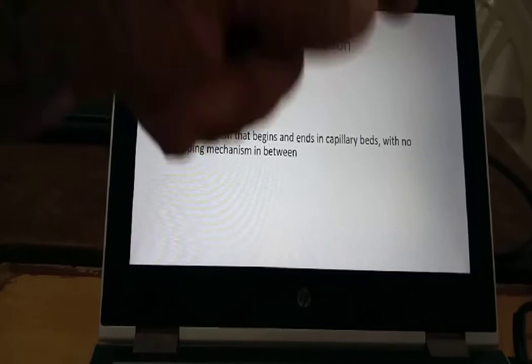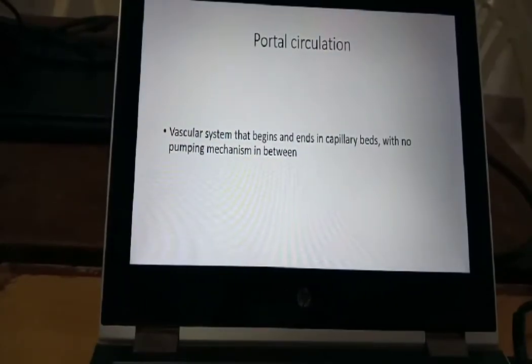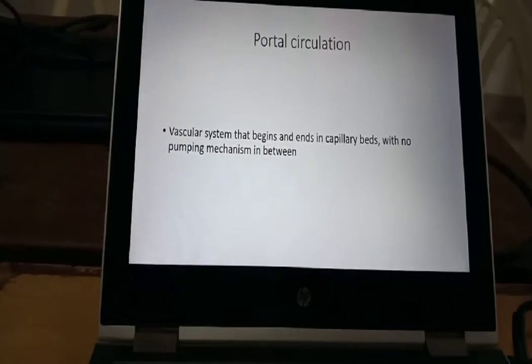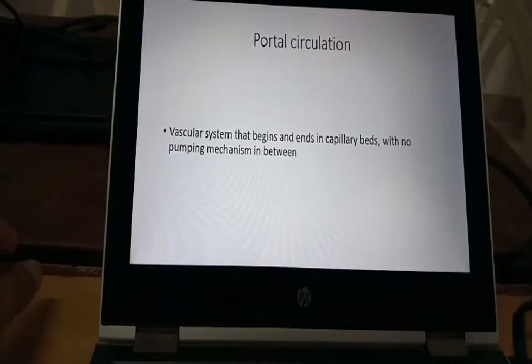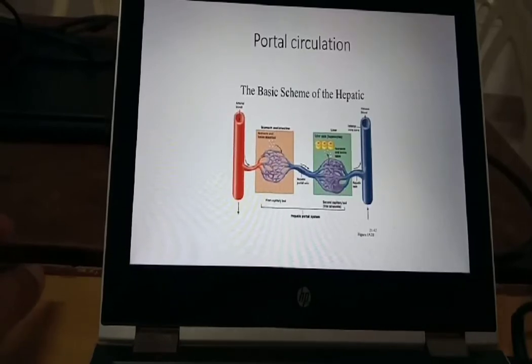Okay, so between the capillaries in the intestines and the capillaries in the liver, there is no pump. Not having a pump between two sets of capillaries is called a portal circulation. So this is called the hepatic portal circulation. There are other portal circulations as well.